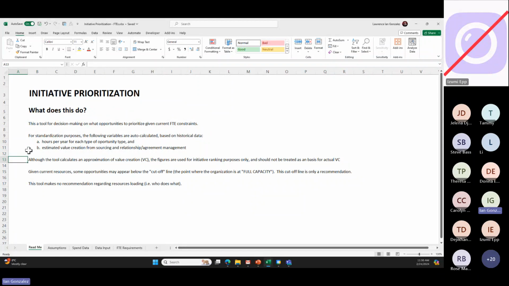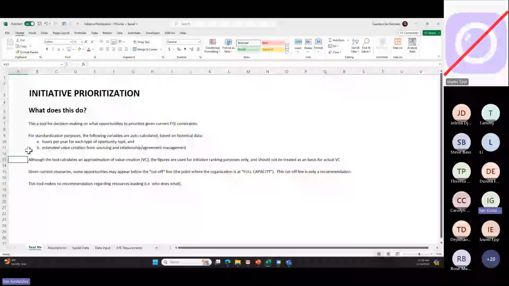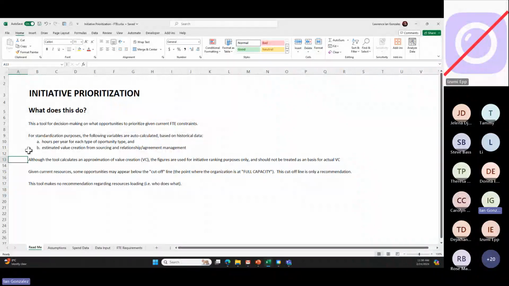Although the tool calculates an approximation of value creation, the figures are used for initiative ranking purposes only and should not be treated as an actual basis for value creation. In other words, when this thing says that this initiative will save you X amount of dollars, don't take that as gospel. That was just used to rank things. You calculate value creation the way you're supposed to. You calculate actual savings or avoidances. This tool uses VC and it estimates it, but it's not the real VC. That's so important.